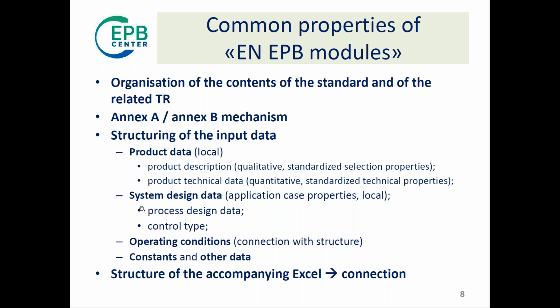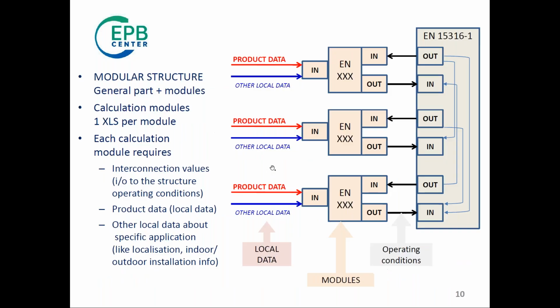you might divide this further into process design data and control type. Very important also is the type of control. Then you have also data about operating conditions, which is really the connection with other modules for the calculation, and constants. And of course, all these things are reflected in the accompanying Excels, where the data are presented in this order. This is quite useful to know to use these Excels properly.